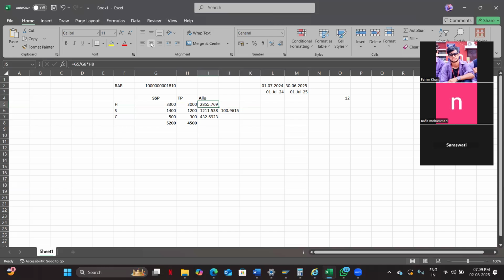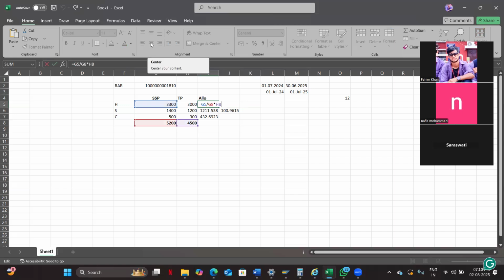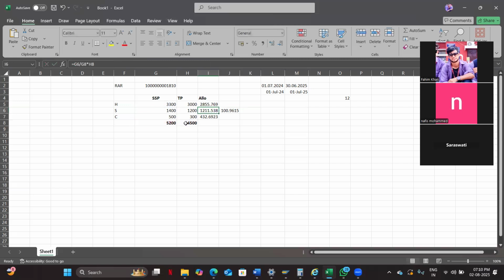Okay, so here is the allocation calculation formula. SSP price, which is the standalone selling price, divided by total SSP and multiplied by total transaction price, which gives the allocation price. This allocation price exactly matches our transaction price. This amount needs to be recognized completely for this contract.